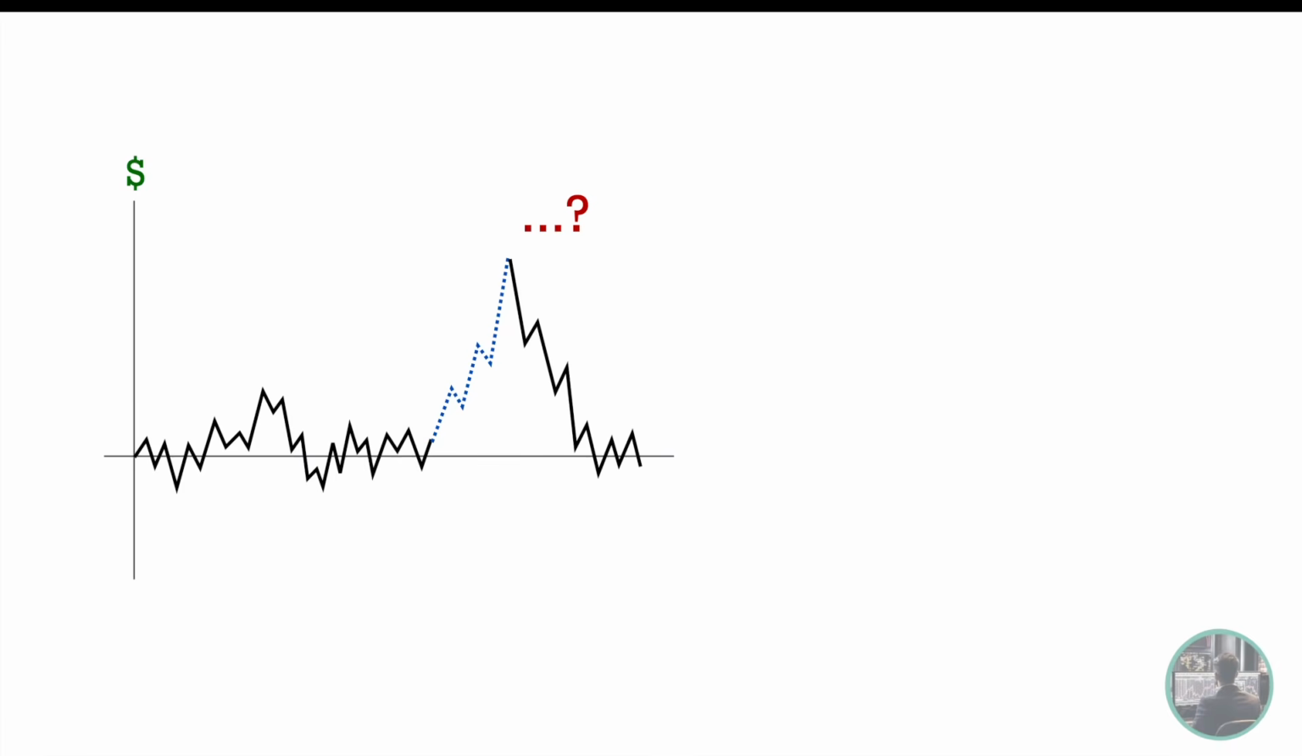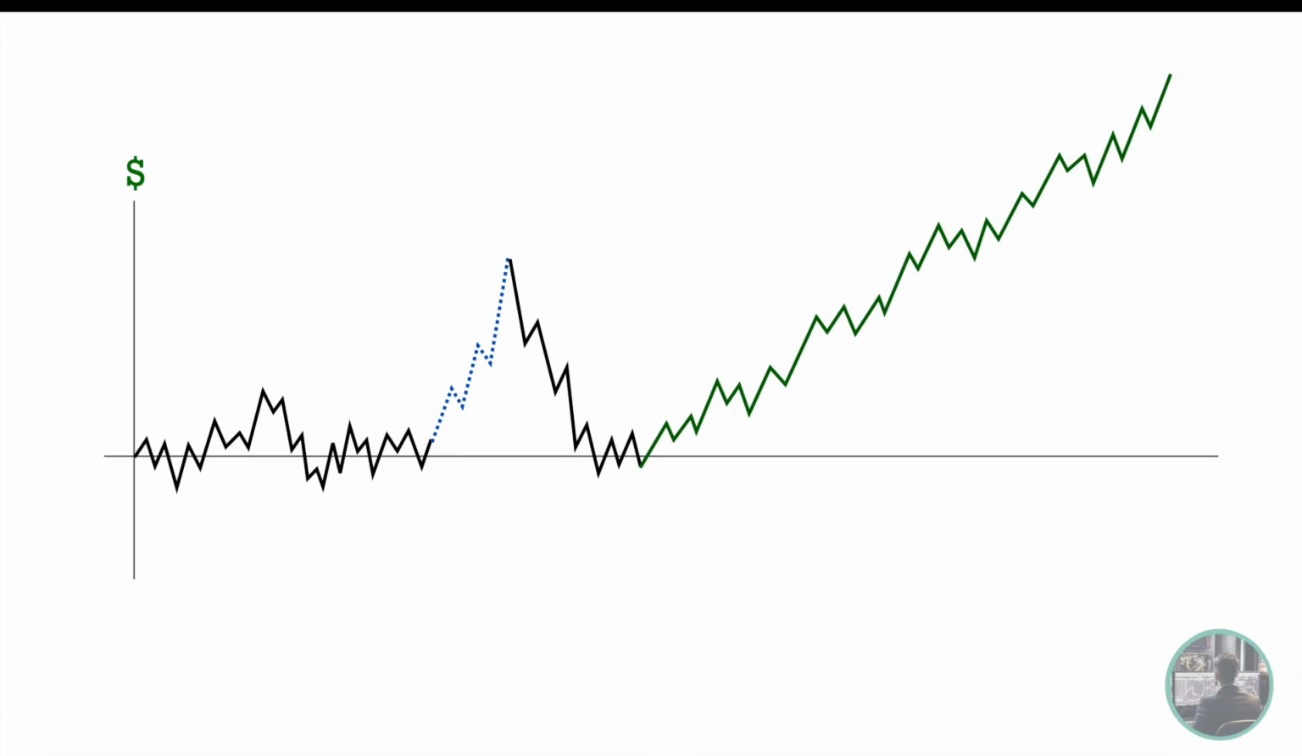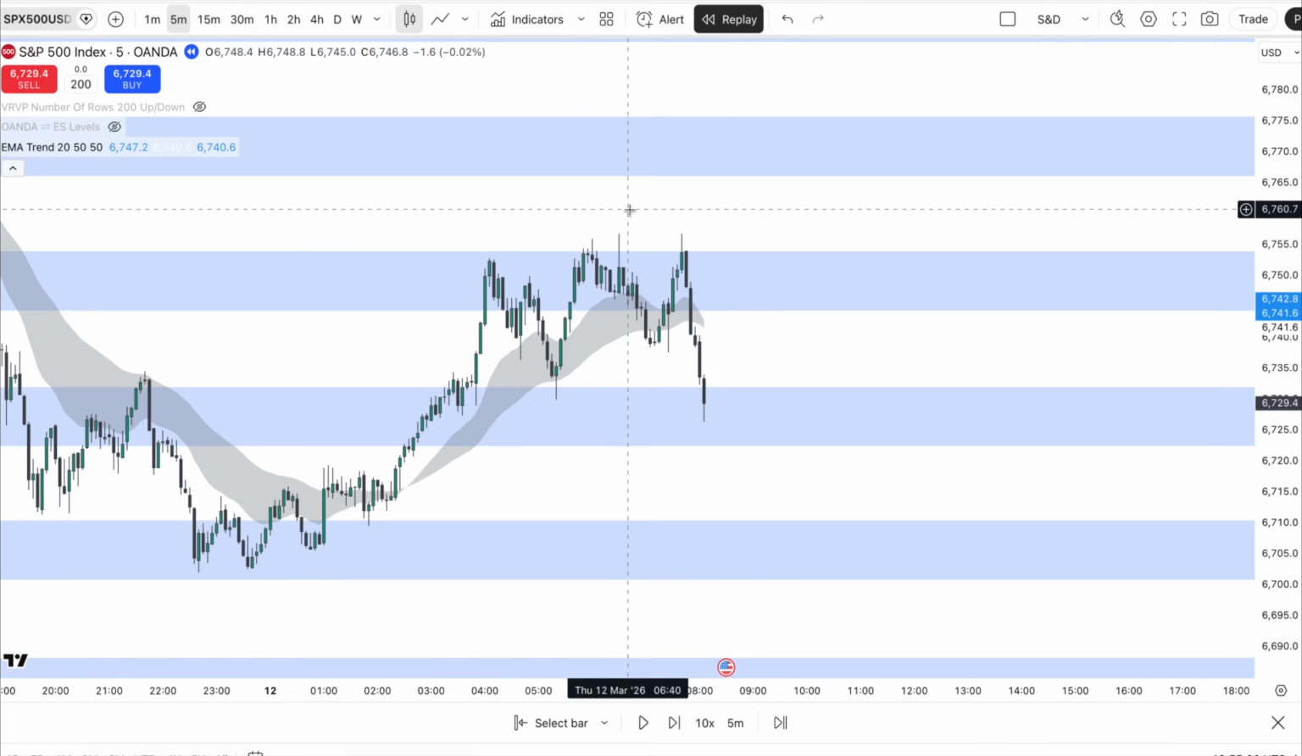But then I forced myself to do something I'd been resisting. I committed to trading just one and only one setup. So in the next few minutes, I'm going to break down exactly how it works and how you can start trading it immediately. Now, the first thing we need to do before anything else is set up our chart.